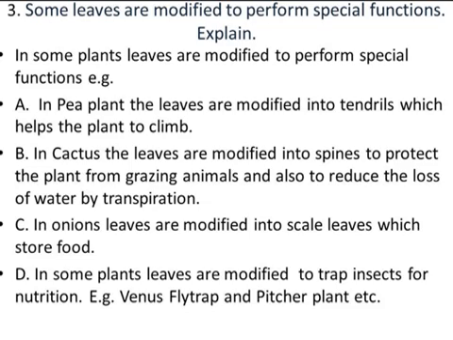Number C, in onions, leaves are modified into scale leaves which store food. And number D, in some plants, leaves are modified to trap insects for nutrition. Example, Venus flytrap and pitcher plant, etc.